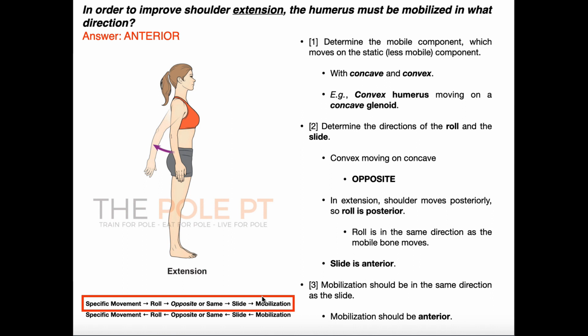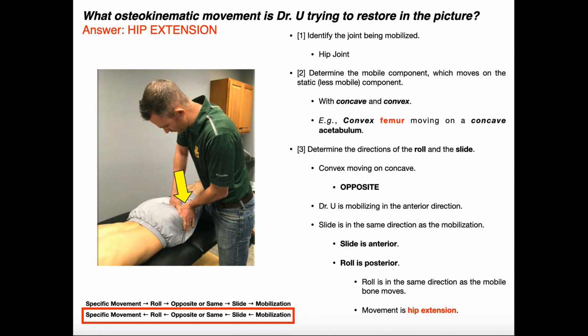The key here, though, with this top direction, where we go from specific movement to mobilization direction, is that the question has to be worded like this. We have to be given a movement direction, like shoulder extension, and then we're asked what direction should the bone be mobilized. Okay? We'll look at this in a future video, actually 2 videos from now, that if instead we're just given the direction of the mobilization, we can go backwards and try to figure out the specific movement that you're trying to mobilize. Okay?